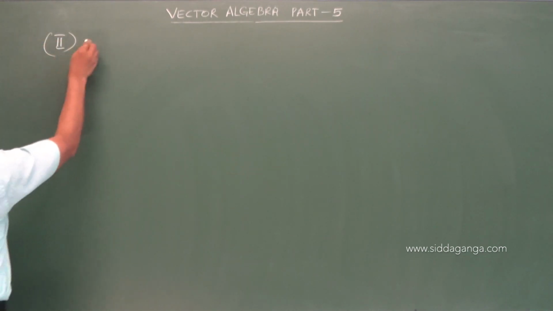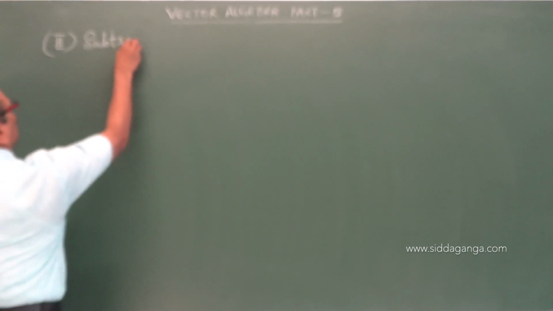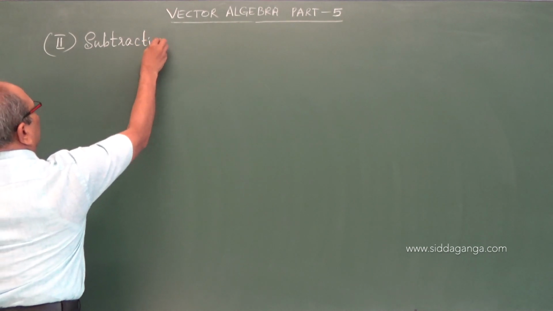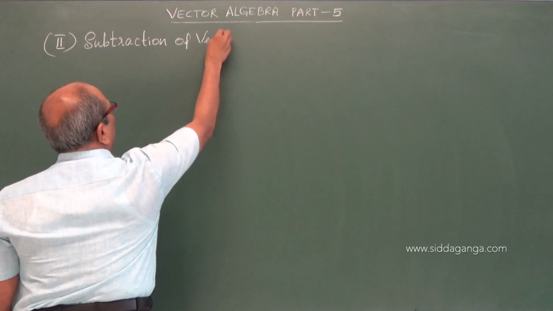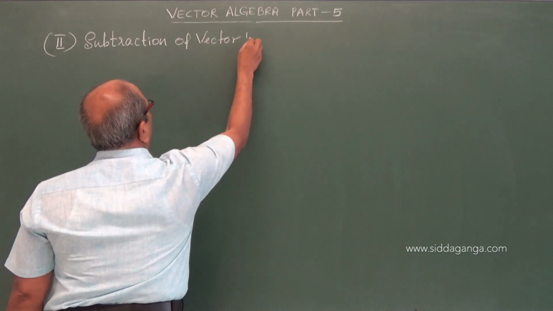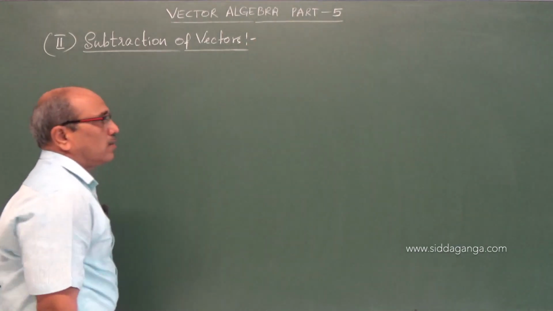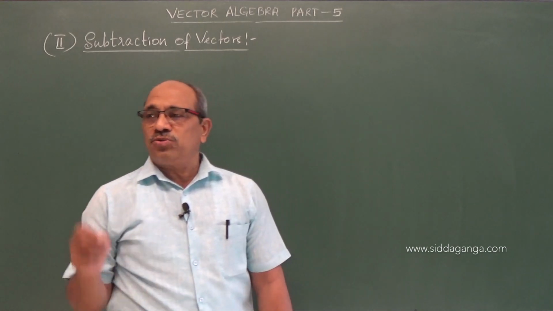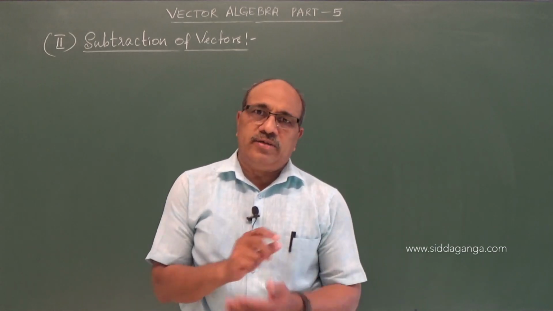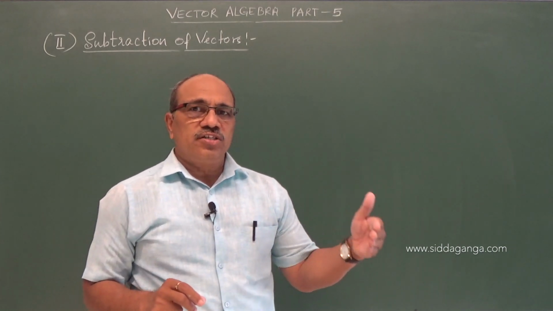The second operation we are going to see is subtraction of vectors. It is a very simple rule. If you understood the addition operator in vector algebra correctly, then subtraction is simpler.